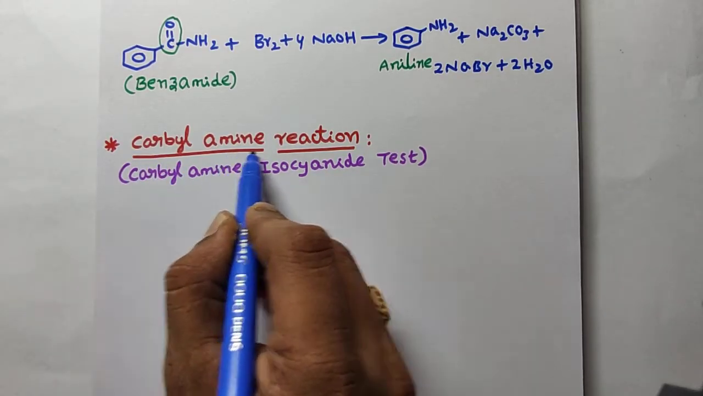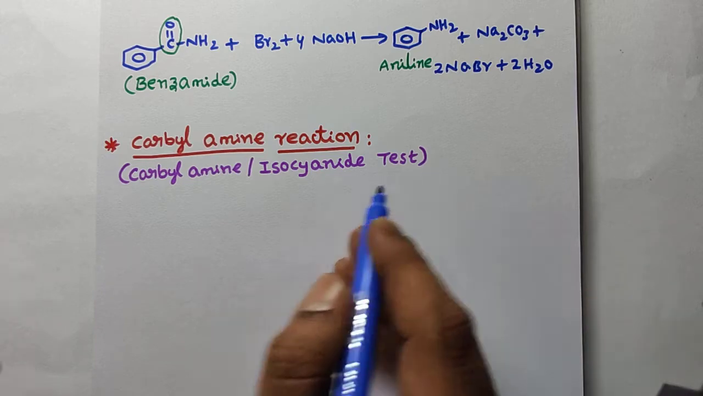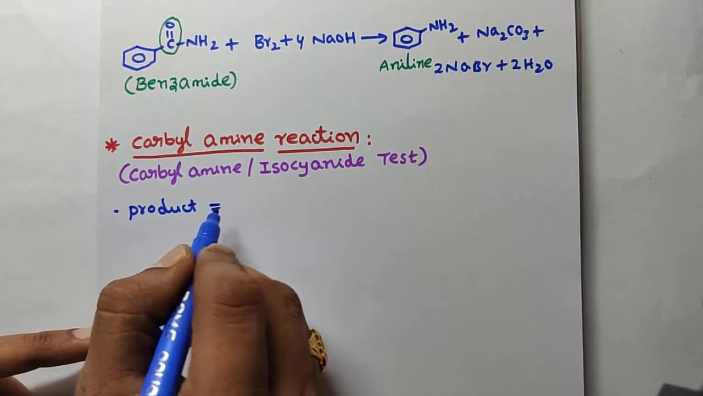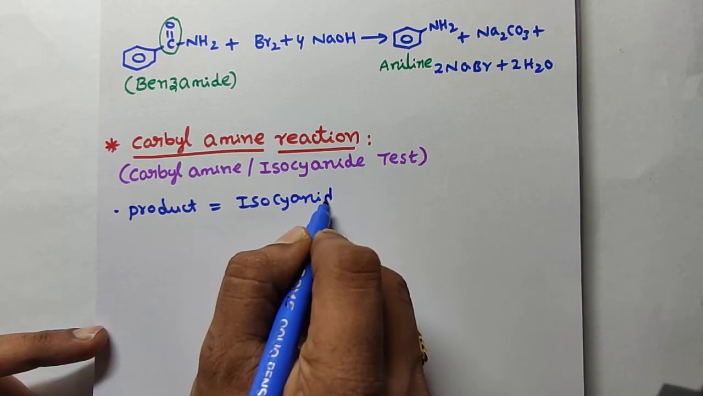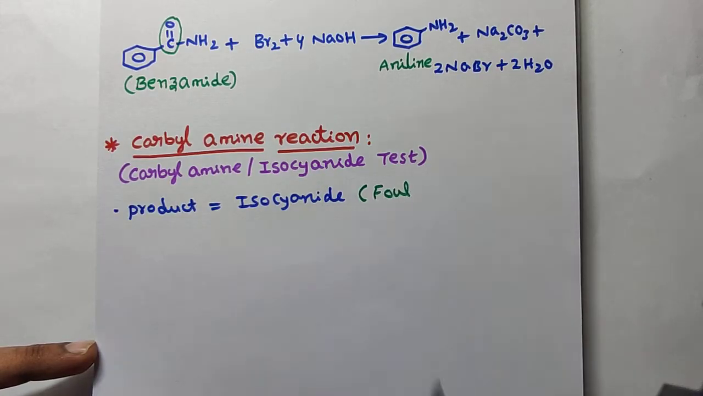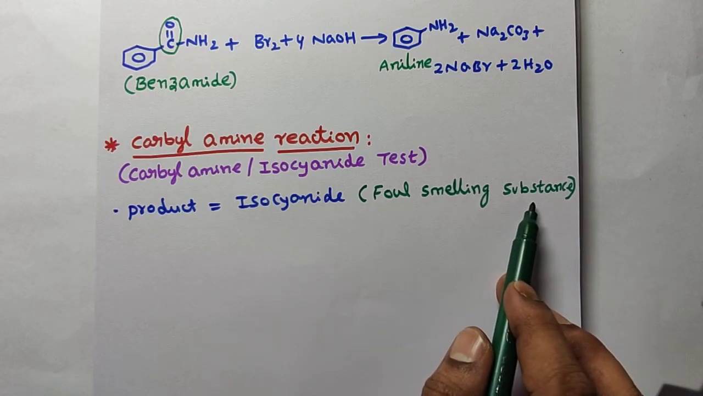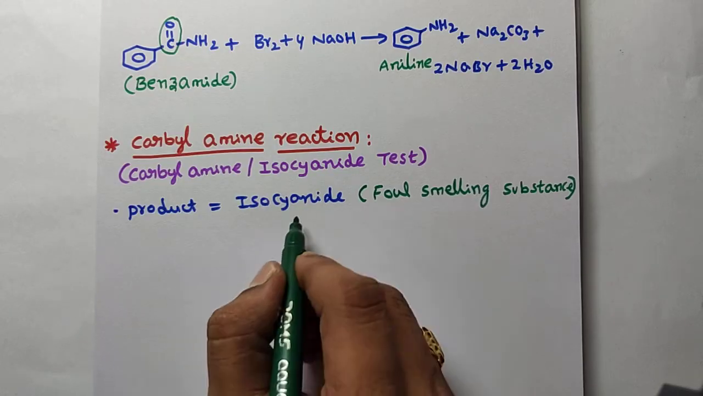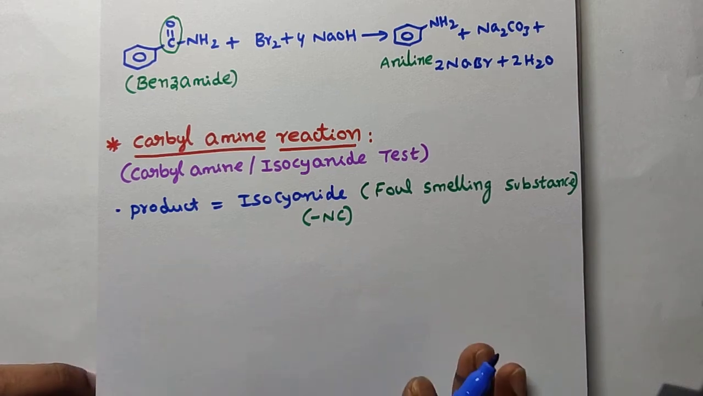The second reaction is the carbylamine reaction. It is also called the carbylamine or isocyanide test. In this reaction, the product is carbylamine, also called isocyanide. It is a foul smelling substance. That's why it is called the isocyanide test, also called the carbylamine test. What is the functional group of isocyanide? NC.